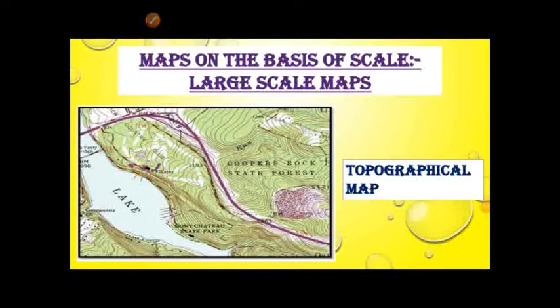Topographical maps. Topographical maps show smaller areas in much greater detail. These maps are prepared by the Survey of India. These are also large scale maps which show both natural features like hills and valleys as well as man-made features like buildings, roads and canals.